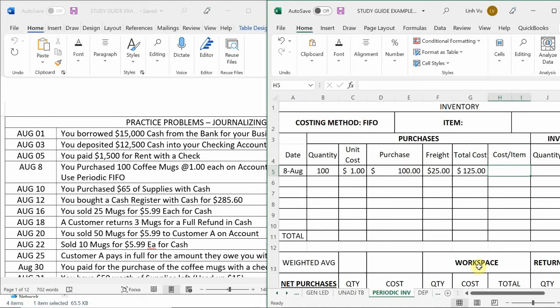So then how much should be your cost per item? $1.25. Good, $1.25.